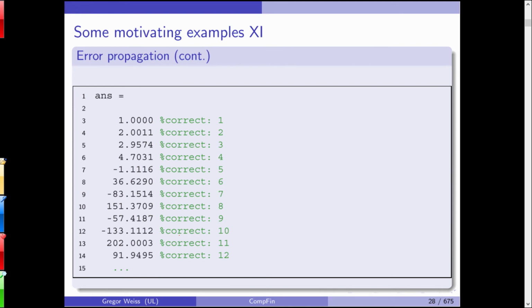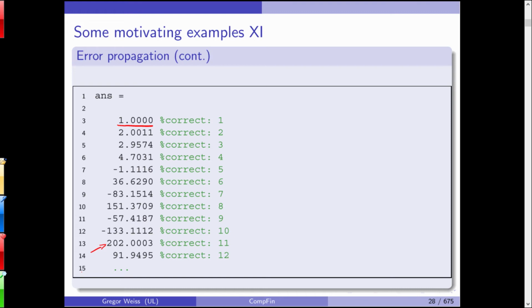1. You already know now that this is not exactly 1. It is close to 1, and if we enter format long and look at the decimal places after that, we'll probably see a little rounding error. So it's not exactly 1. 2.0011, it should read 2. Then 2.95, correct would be 3. 4.0, the correct answer would have been 4. And you can see that as you go down, you have errors that make this whole computation completely worthless. It's of no use.